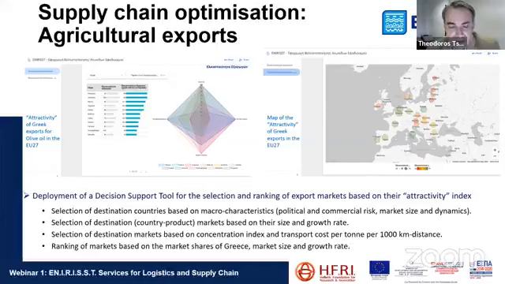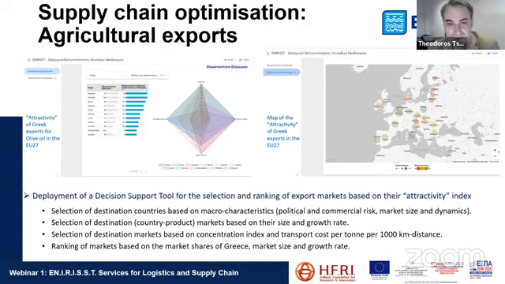In four stages. In each stage, we include a number of filters in order to include different kinds of risks or obstacles, barriers regarding the transport of goods from Greece abroad. So in the first stage, as you can see, we have a number of political, commercial, and other risks, and the market size and growth per country level.